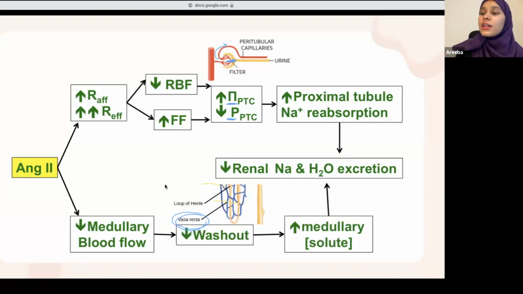So what it does is when the blood flows through here, it's going to decrease the washout. It's not going to absorb the salts from the place, okay? So you're going to have more solute in the medullary tissues and they're not being washed out. And then in fact, you just have low sodium and H2O excretion, okay? Because these things are just going to hold them and they're not going to let them leave into the tubules and go out.